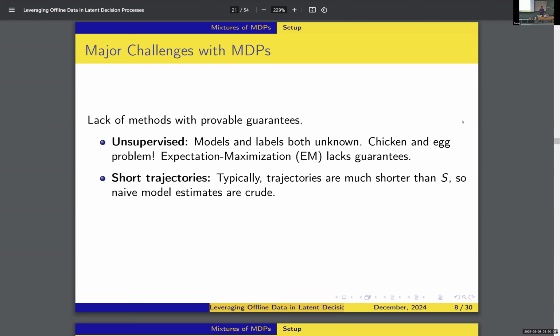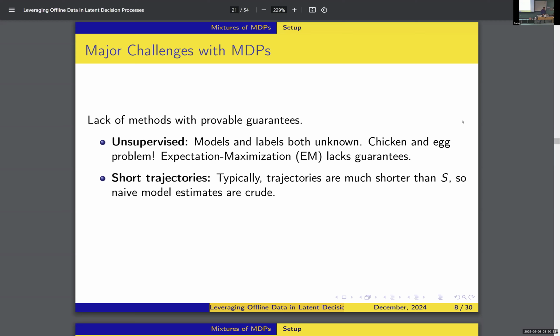Trajectories are much shorter than the number of states. Typically, a user or a patient can have a large number of vitals, because their vitals are like a high dimensional thing. But the trajectories are small enough that you cannot get any naive model estimates to use to cluster from a single trajectory. So you somehow have to aggregate wisdom across trajectories to get enough information.